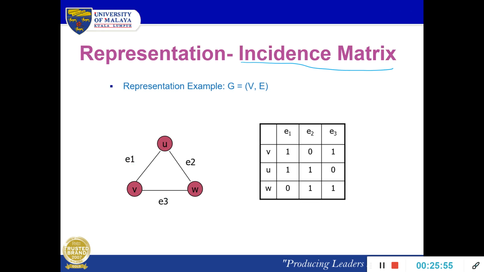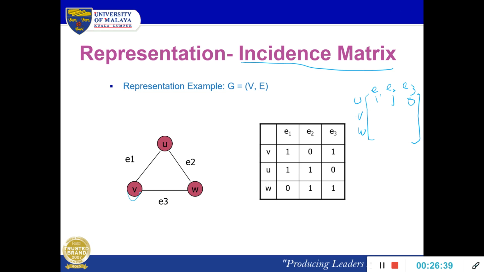E1, E2, and E3. So on the row you put U, V, W. U, V, W, E1, E2, and E3. Okay, U, V, W. U and E1. Is there any incident? Does edge E1 connect with U? Yes. E2 connect with U? Yes. E3 connect with U? No, 0.